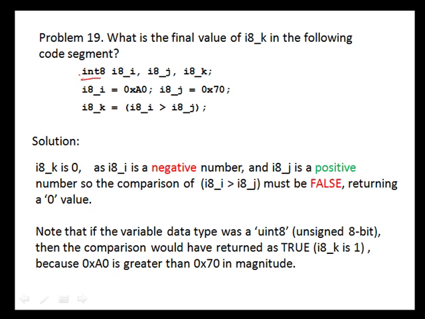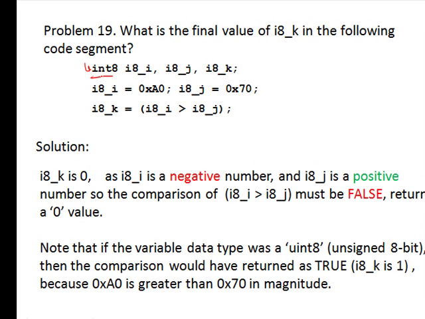In this problem, if we change this data declaration to an unsigned data declaration, so this would be a uint8, and ask the same question, then this comparison would return true, and k would be a value of 1, because for unsigned, this number A0 is greater than this number 70. The magnitude of A0 is greater than the magnitude 70, so in that case, this comparison will return a true or a 1 value.